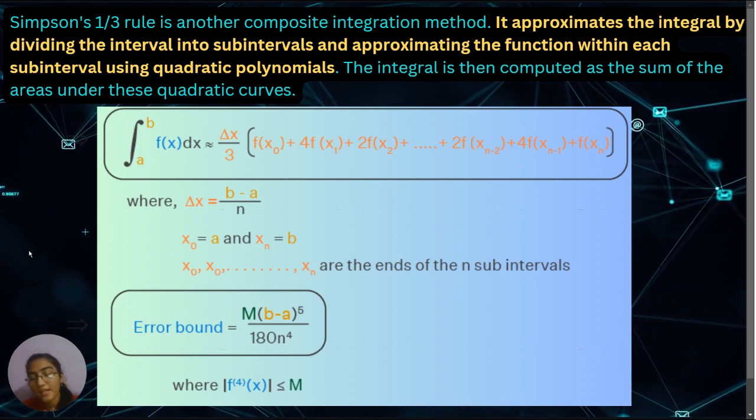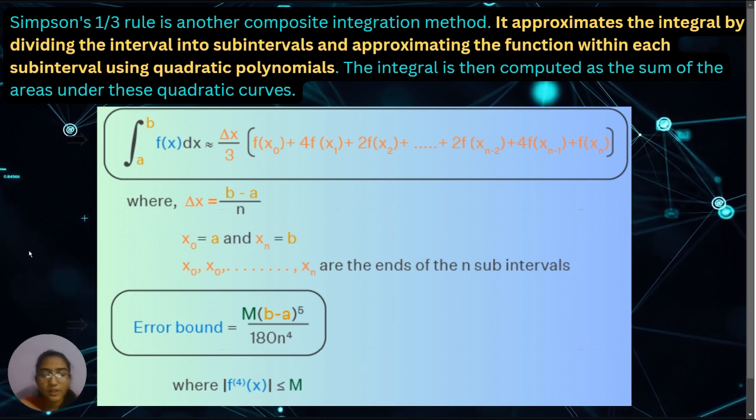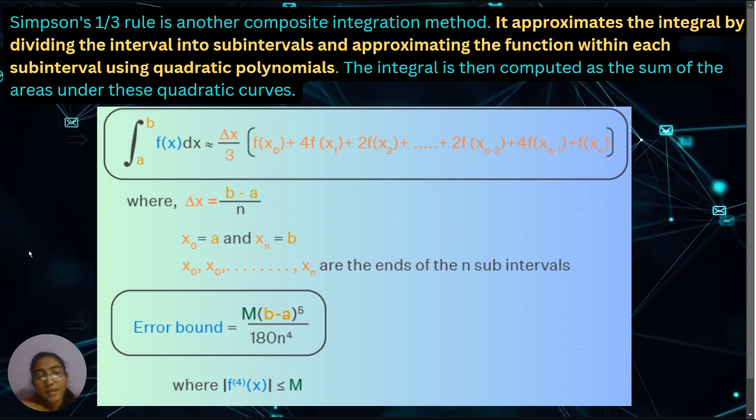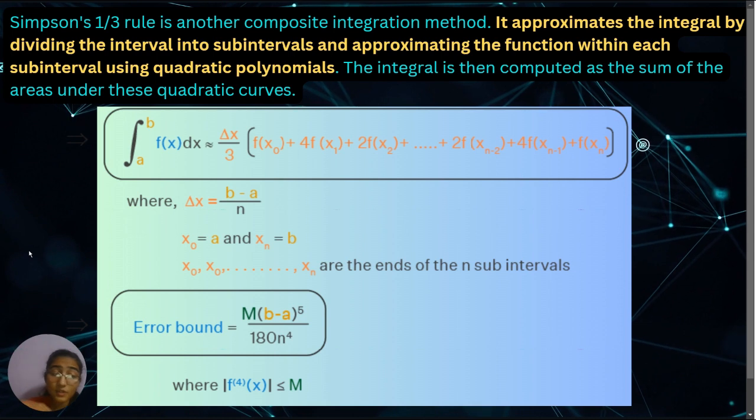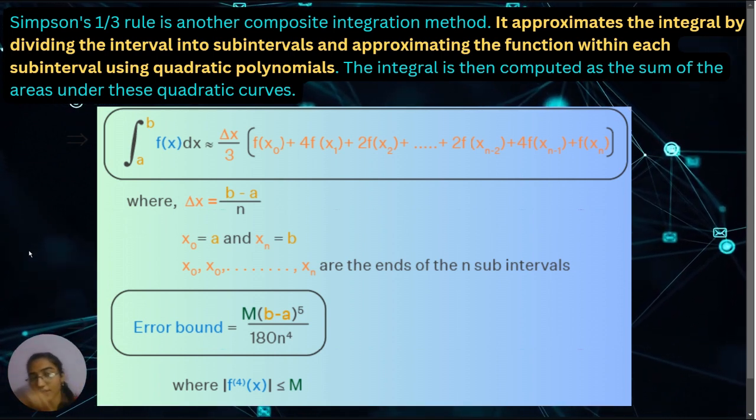So the catch is that it uses the quadratic polynomial concept here. The integral is then computed as a sum of areas under these quadratic curves. There we were thinking about trapezoids. Here it is quadratic curves.